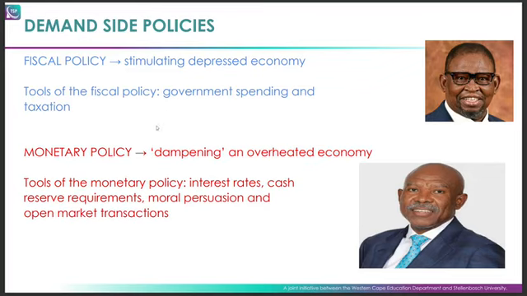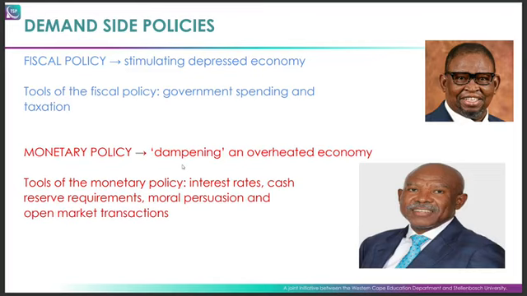But when they are trying to dampen an overheated economy, then the monetary policy would be used, and this is the governor of the Reserve Bank, Mr. Lesetja Kganyago. He is in charge of this policy. So him, together with his monetary policy committee, they meet every second month to have a look at what they're going to do in order to target this inflation problem that we are currently having.